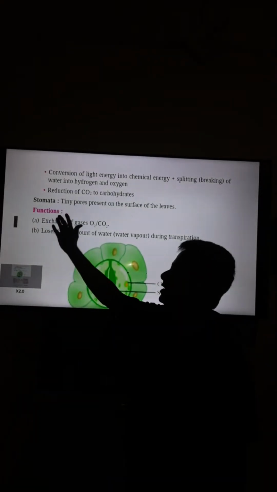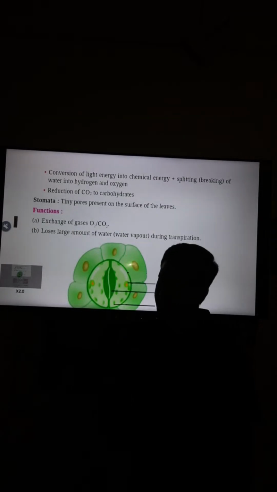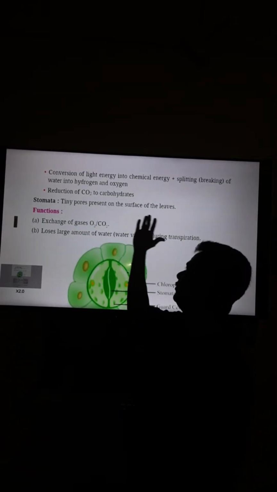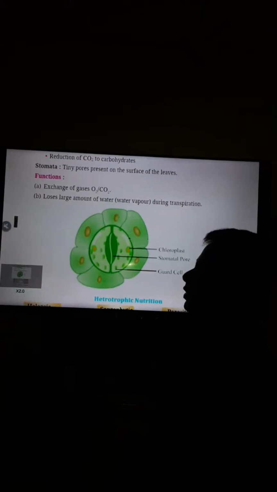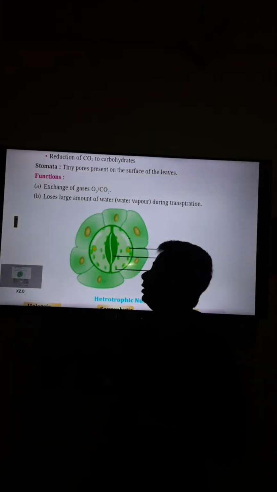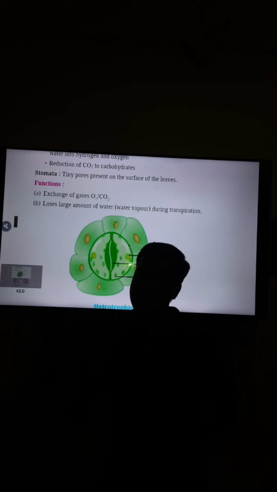Let's continue here. What are stomata, students? Tiny pores, very, very small holes present on the surface of the leaves are called stomata. Clear? Okay, fine. Next, in your examination, they may ask what are the functions of stomata? There are only two functions of stomata.